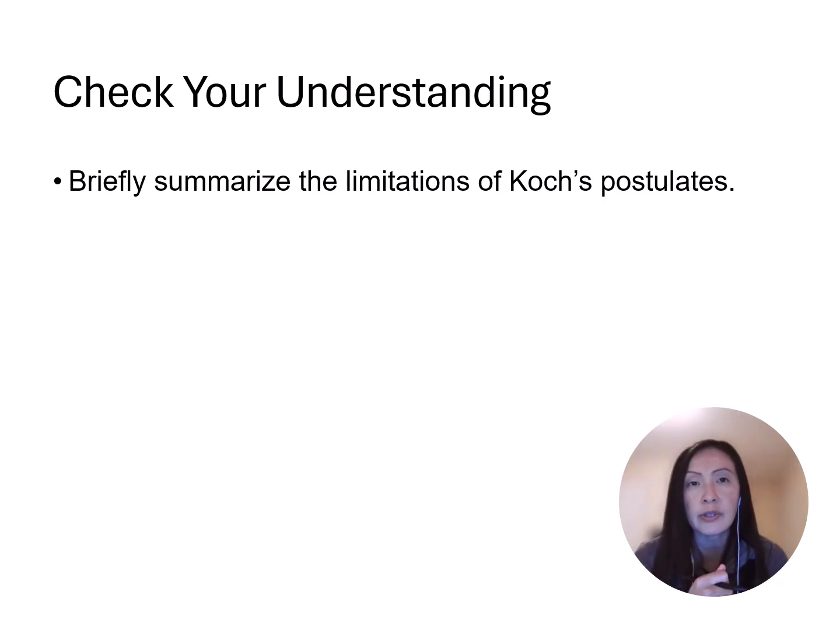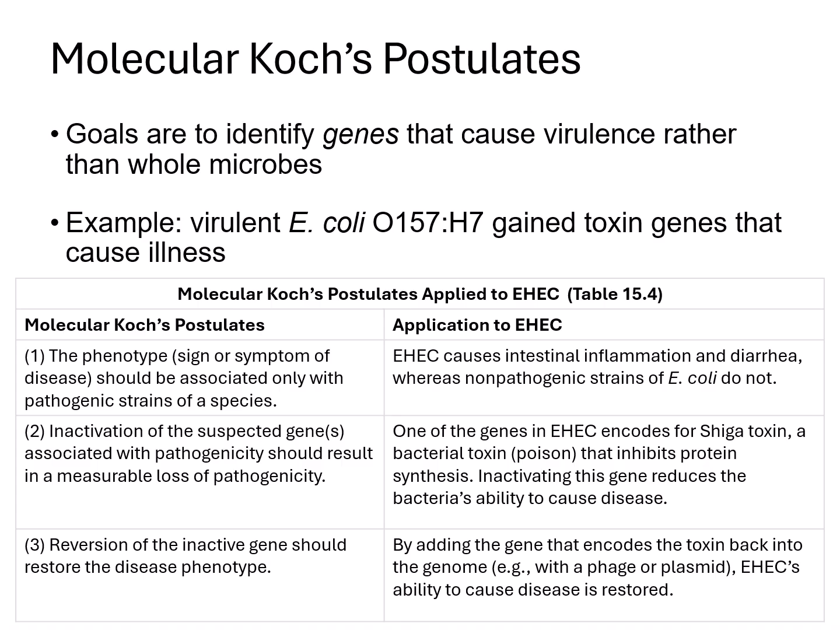Individuals also differ in their susceptibility to disease because of variations in their immune systems or their normal microbiota. And finally, some diseases can't be replicated in animal models, and human testing is unethical. As microbiology advanced, scientists refined Koch's ideas to identify specific genes that make a microbe virulent, and this gave rise to the molecular Koch's postulates.